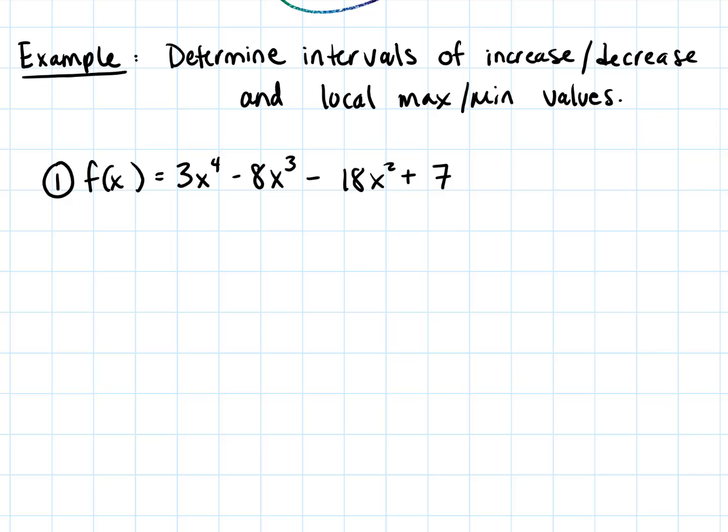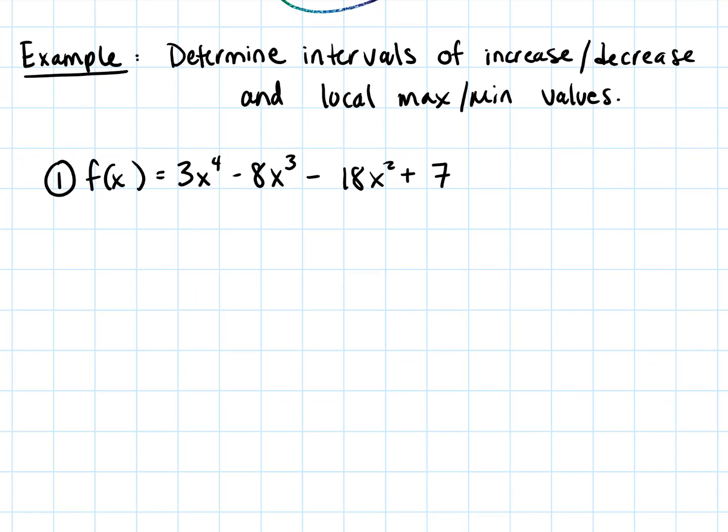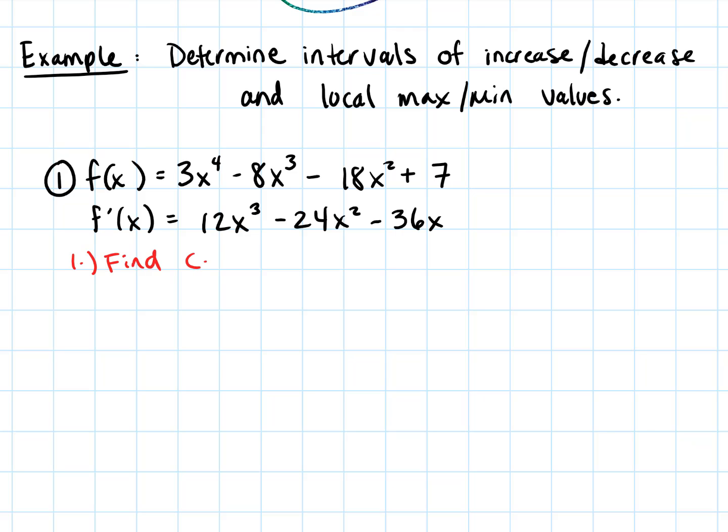Okay, so here we go. Let's determine the intervals of increase and decrease for this function and its local max and min values. So to do this, the process is going to be to take first the derivative. So let's take f prime of x. And so we get 12x cubed minus 24x squared minus 36x. And then we need to find all the critical points. So now let's find the critical points.